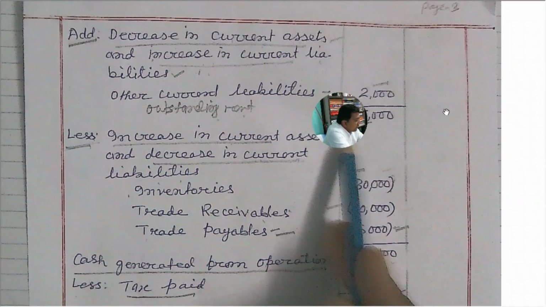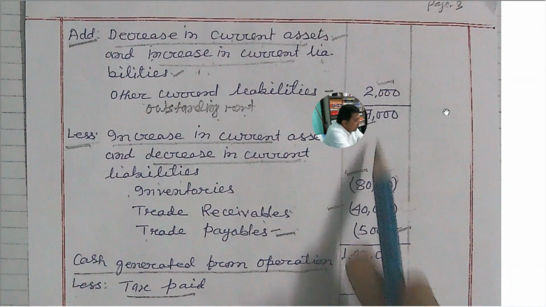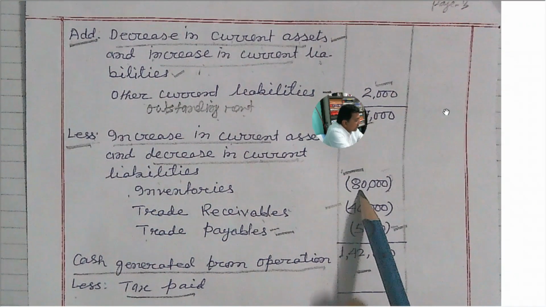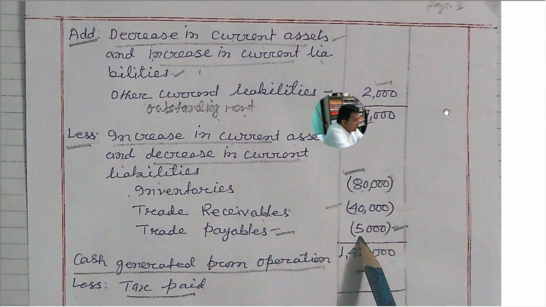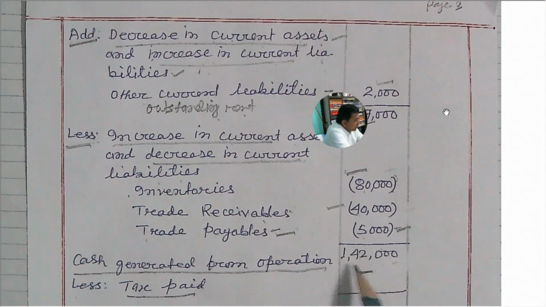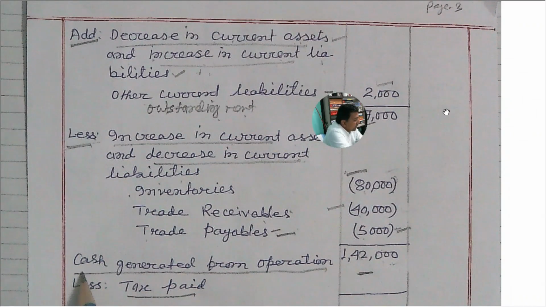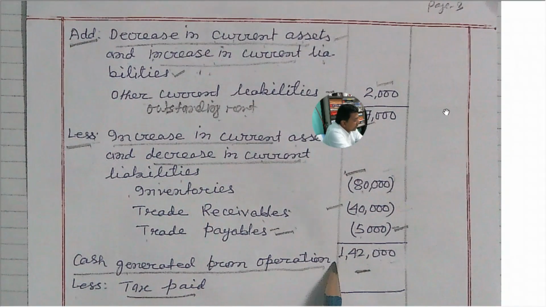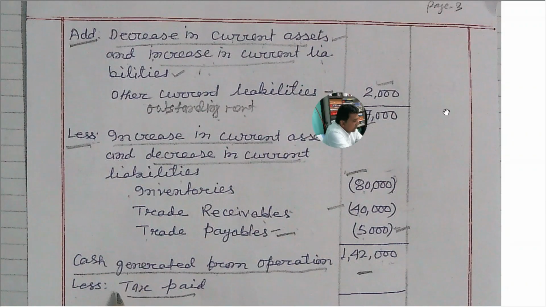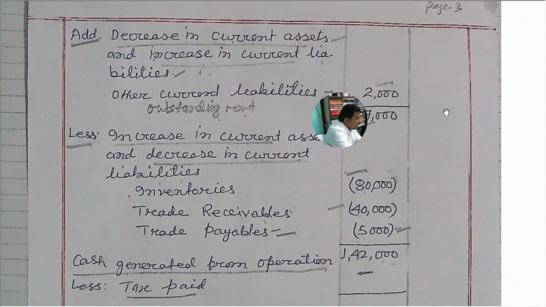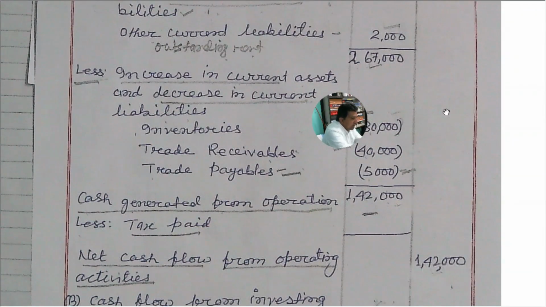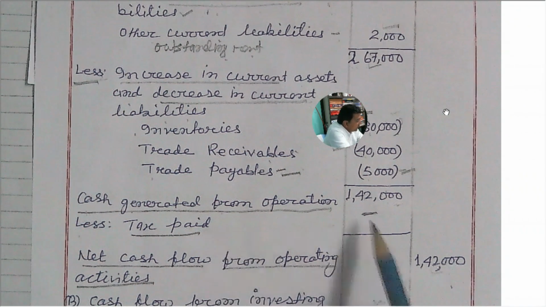So from this 2,67,000, if you deduct 80,000, 40,000 and 5,000, the value obtained is 1,42,000. This 1,42,000 is called cash generated from operations. And thereafter, if it is given in the question that tax was paid during the year, then we deduct the tax paid here.